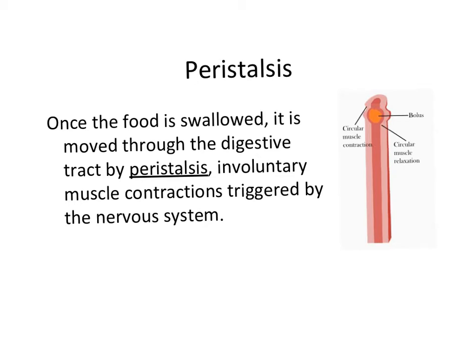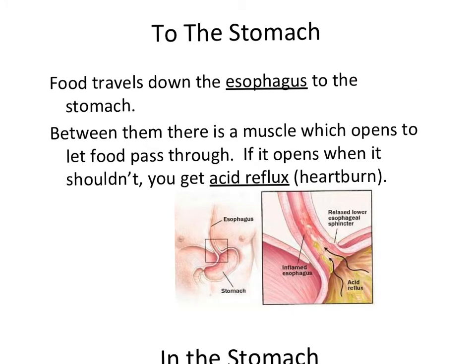Peristalsis also occurs in the small intestine as well as the large intestine. You may notice that I said it's through muscle contraction that forces this to happen. Recall that it's smooth muscle. So from the esophagus, the bolus goes into the stomach.